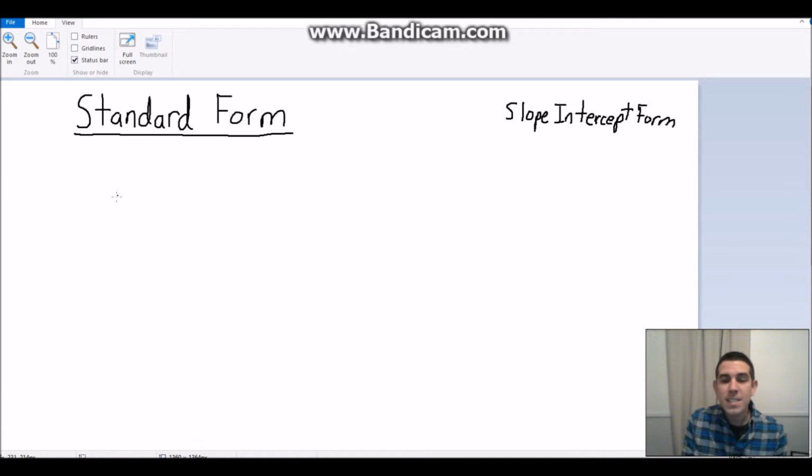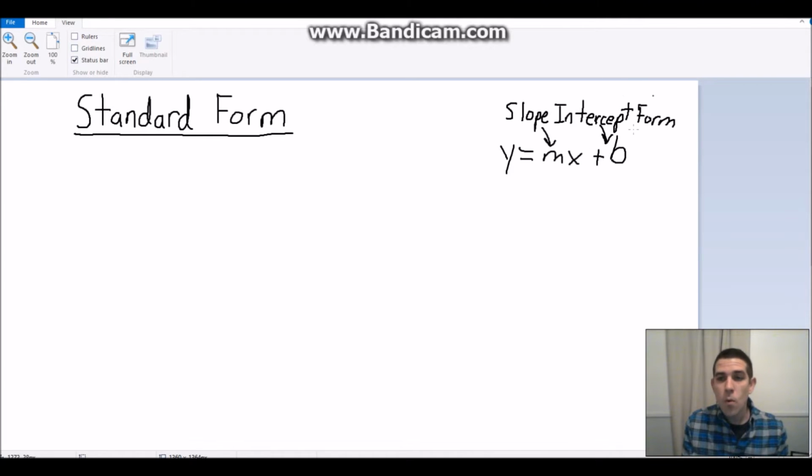Today we're going to talk about standard form. This is a new form to write our equation. So let's compare it real quick to slope-intercept form. We know that slope-intercept form is y equals mx plus b, where m is our slope and b is our intercept. And x and y are independent and dependent variables.